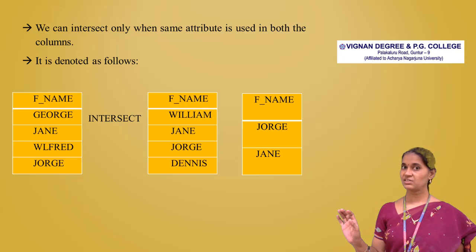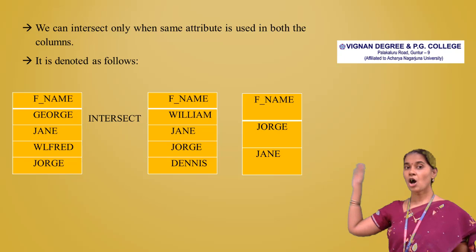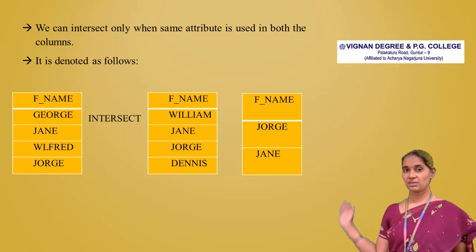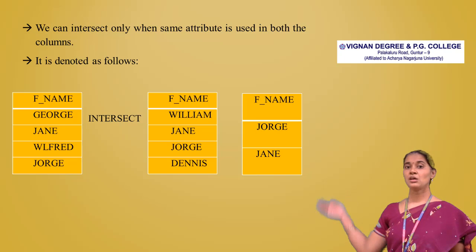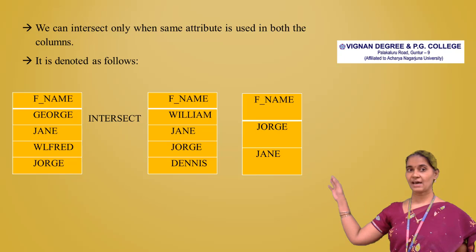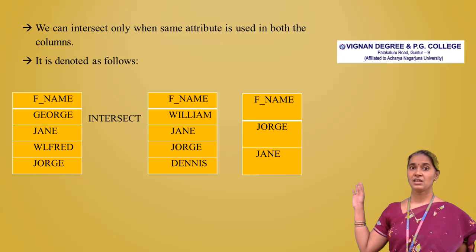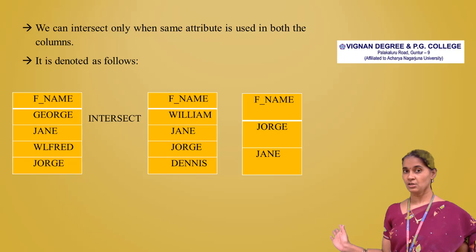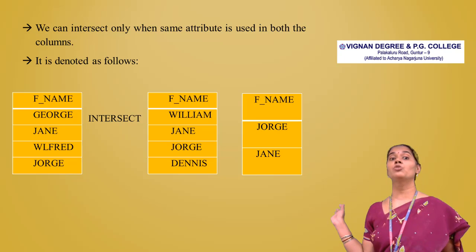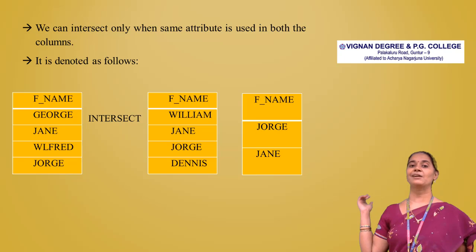It is again represented with this diagram, in which I am going to consider first names of both the tables, and among the tables I am going to perform the intersect operation. If I perform intersect operation, what is the result I get? Look over the output. In the first table I have George, Jane, Alfred and George again. In the second table I have William, Jane, George and Dennis. If we look over table 1 and table 2, there are some elements which are common in both the tables. What are those? It is George and Jane. So common elements are being displayed as output.